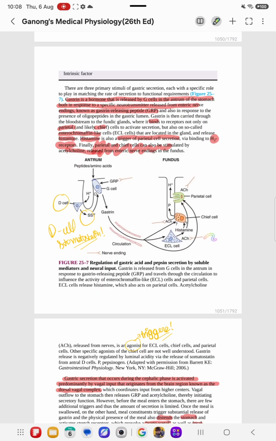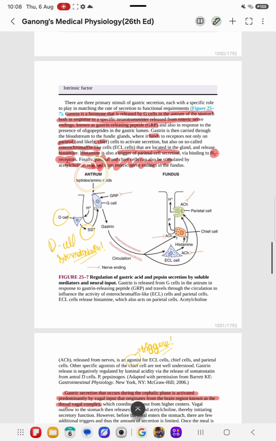As we can see in this diagram, the antrum, the fundus. So D cells secrete somatostatin, which inhibits the G cells, and basically G cells are stimulated via gastrin releasing peptide. Right. H cells stimulate the D cell. This gastrin through circulation comes to our enterochromaffin-like cells, which will secrete histamine, and our G cells and our parietal cells will secrete HCl, and histamine stimulates pepsin secretion.